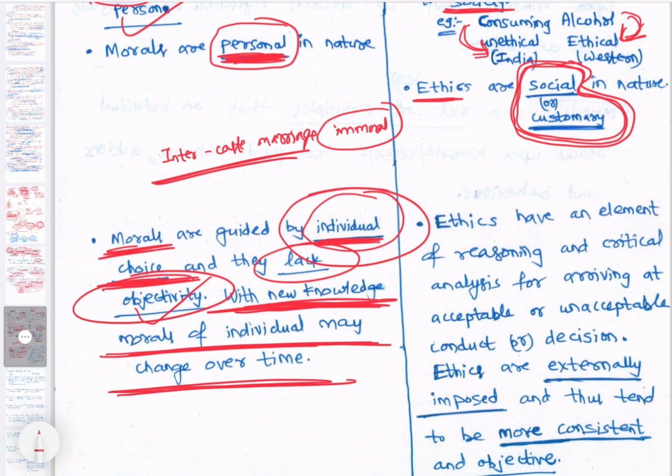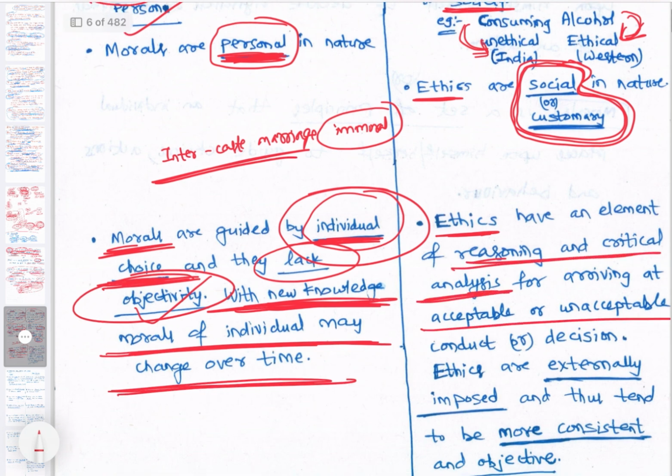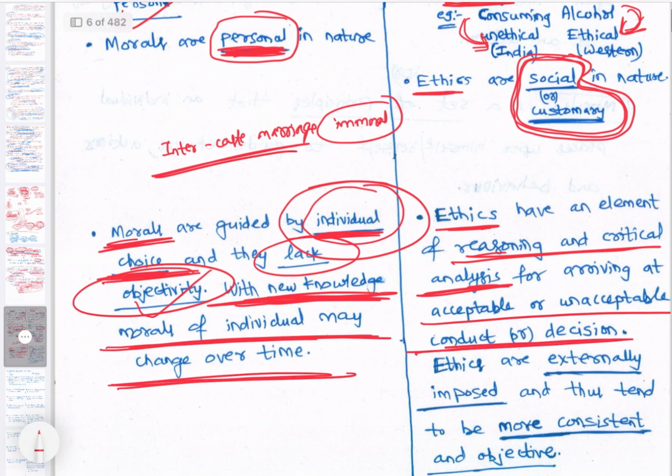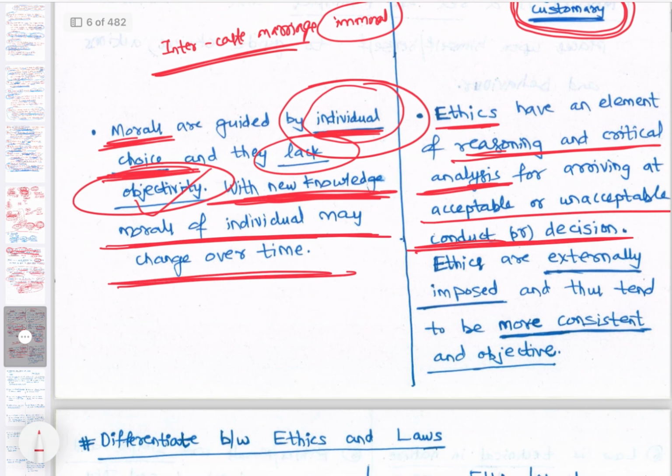On the other hand, ethics have an element of reasoning and critical analysis for arriving at acceptable or unacceptable conduct or decision. So ethics are externally imposed and thus tend to be more consistent and objective. So on the other hand, ethics is society's ethics, it is difficult to change them and you also have to accept them, so there has to be some logic.